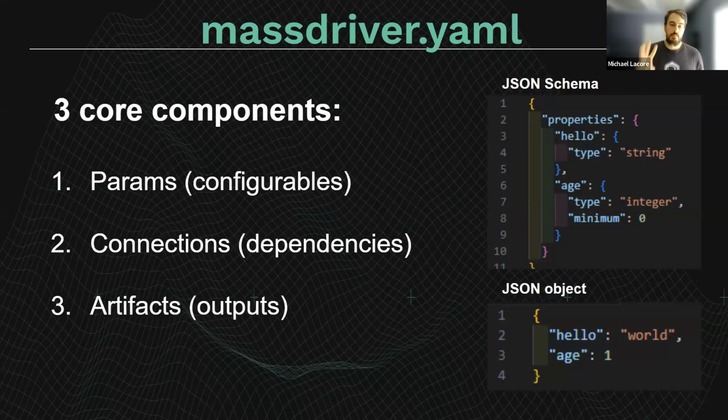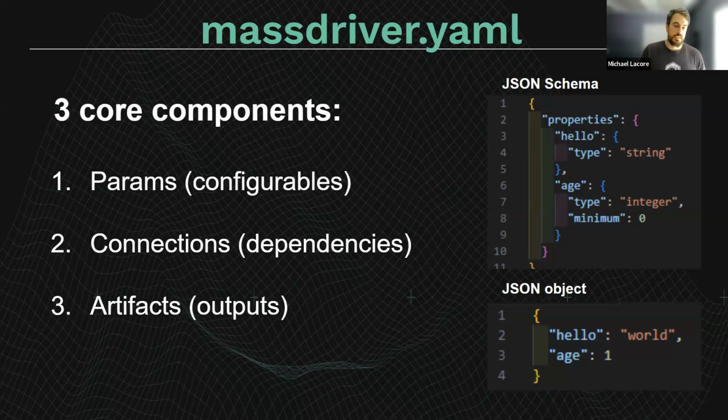There are three main components of a massdriver.yaml. We have the params, which are configurable options. We have connections, which are the dependencies. And then we have artifacts, which are the outputs. All of these three main components are stored as JSON. To ensure that we have the proper JSON structure for these three components, Massdriver uses JSON schema. JSON schema allows you to define the structure of a JSON object with either JSON or YAML.